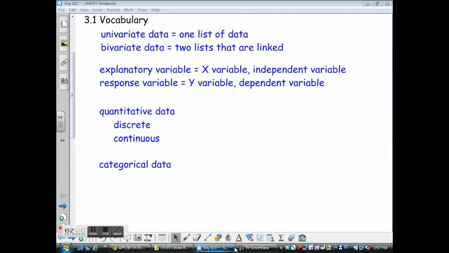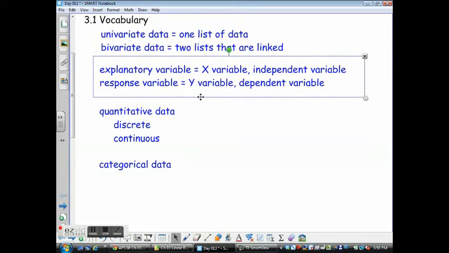We'll begin our look at our third chapter, Scatterplots and Linear Regression. First, some vocabulary. Up until now, we've been considering univariate data, or one list of data at a time. We take that list and perhaps make a histogram, or a dot plot, or even a box plot. But now it's time to move to bivariate data, where we'll look at two lists of data at a time, an X list and a Y list, and the data will be linked or paired. We'll be looking at ordered pairs that go together.